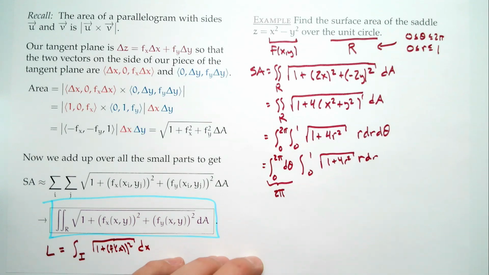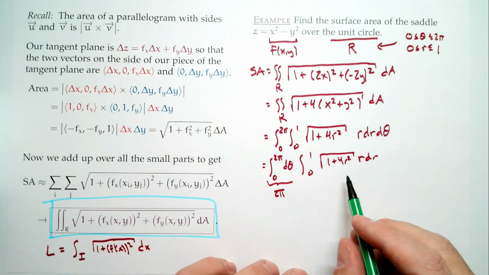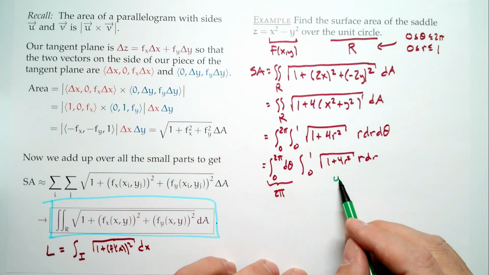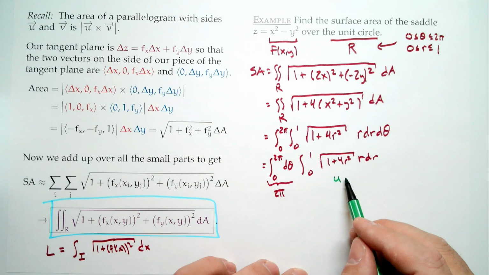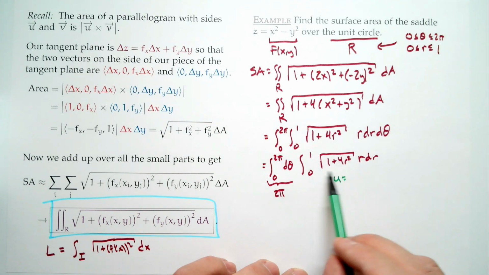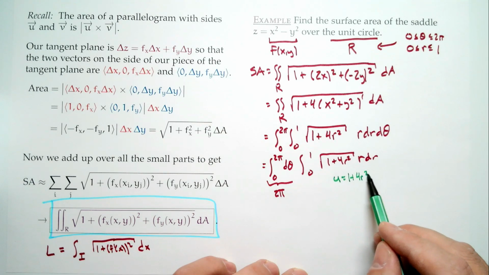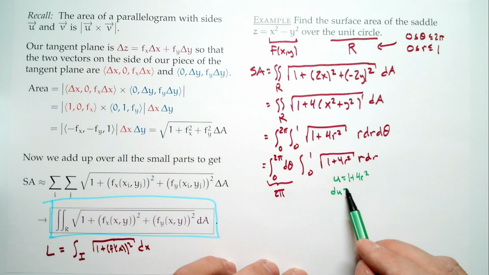2 pi. Okay, because you're integrating 1, you get theta, evaluate from 0 to 2 pi, you get 2 pi. Now, for the second integral, what do we do? Substitution. What do we substitute? Yeah. Probably we should just substitute the whole inside, 1 plus 4r squared. What would du become?